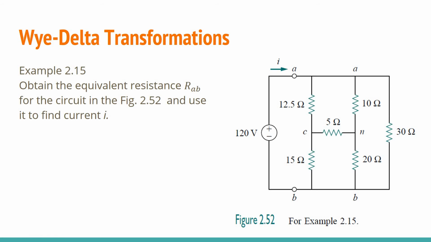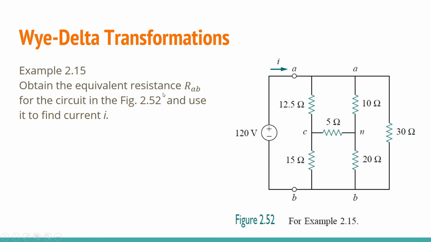Another example. Example 2.15. Obtain the equivalent resistance RAB. So, A is the node here. The top is just one node, and the bottom is also just one node.